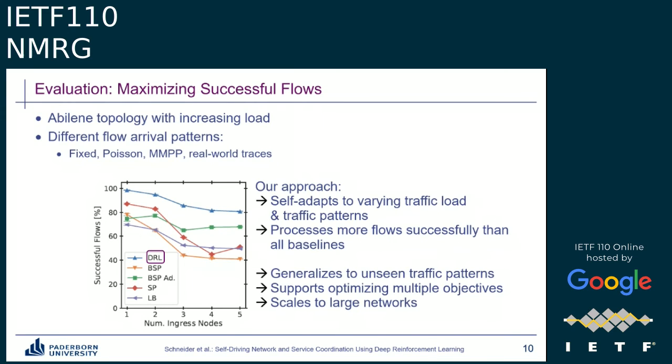It also generalizes to unseen traffic patterns without any retraining. It supports optimizing multiple different objectives, so also optimizing delay or something in between. Yeah, navigating this trade-off between multiple objectives, and it scales to large networks. Next.